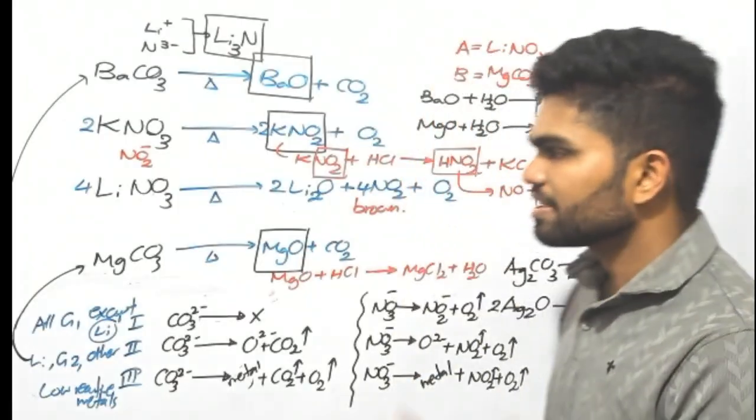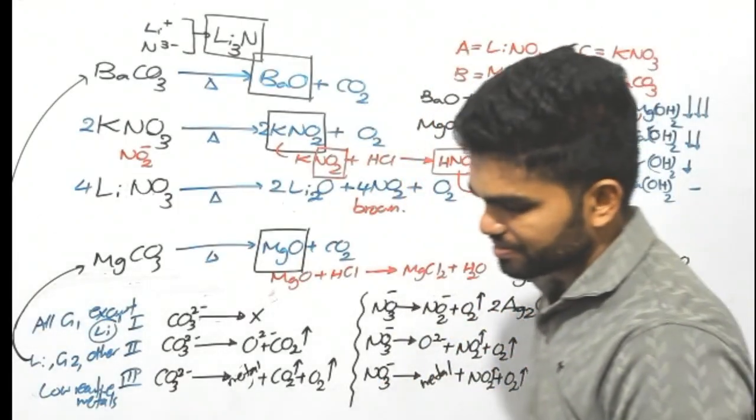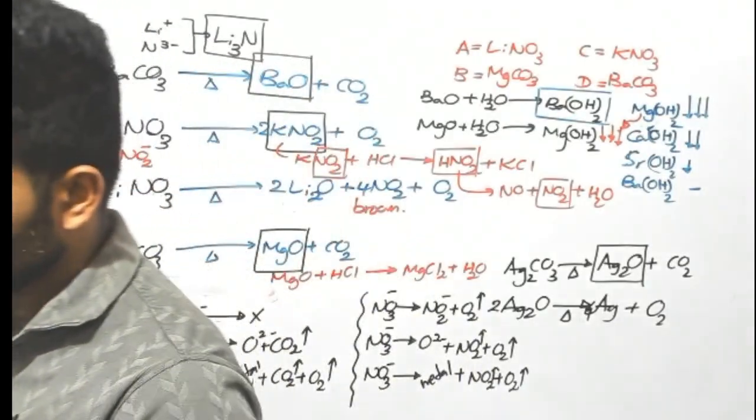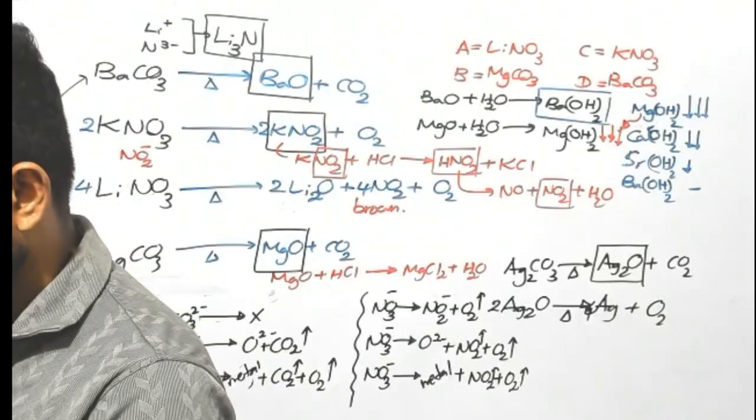Because lithium reacts with N2 to form Li3N. Then you can balance it, putting 6 lithium to 6 lithium, and N2 forms Li3N.